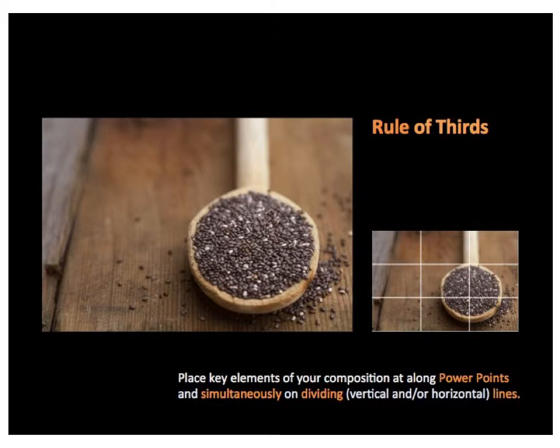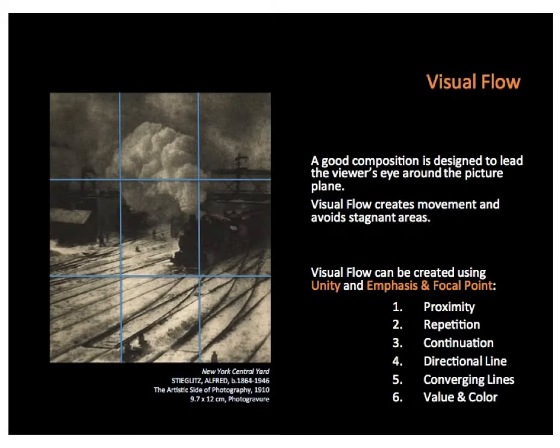So we're going to talk about visual flow. Visual flow describes how a good composition is designed to lead the viewer's eye around the picture plane. Visual flow creates areas of movement and avoids stagnant areas.